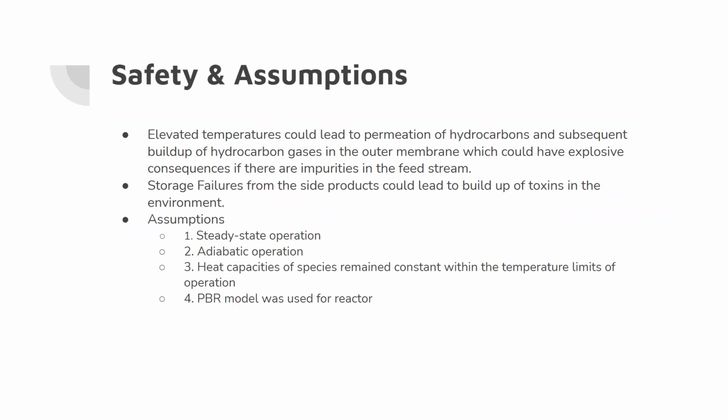For the safety and assumptions of our water gas shift, we have elevated temperatures. This could lead to permeation of hydrocarbons and subsequent buildup of hydrocarbon gases in the outer membrane, which could have explosive consequences if there are impurities in the feed stream. Storage failures from the side products could lead to buildup of toxins in the environment, not so good for our workers. We have some assumptions to ease the process of modeling this reaction. We're going to assume it's steady state, it's adiabatic, the heat capacities of species remained constant within the temperature limits of the operation, and a PBR model was used for the reactor.